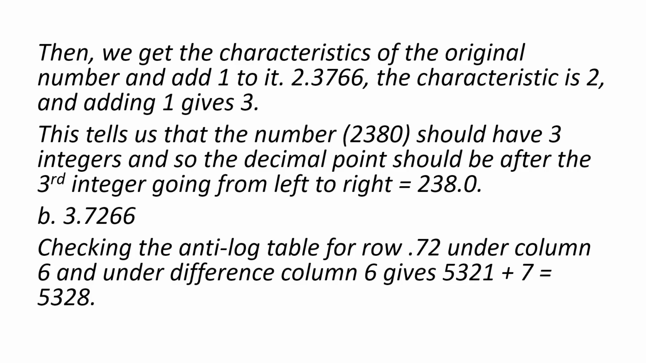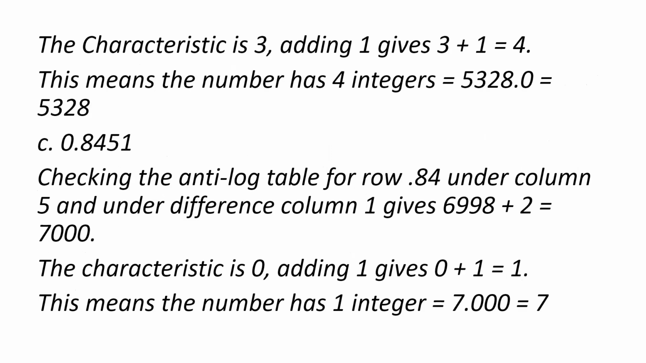B. 3.7266. Checking the antilog table, for row 0.72 under column 6 and under difference, column 6 gives 5321 plus 7, which is 5328. The characteristic is 3, adding 1 gives 3 plus 1 is equal to 4. This means the number has 4 integers equals 5328.0 equals 5328.